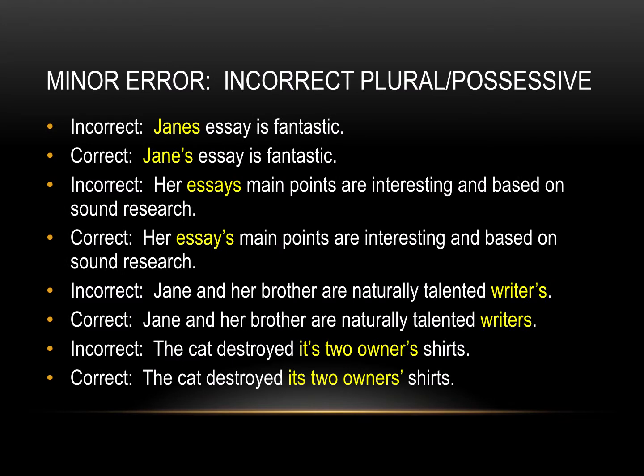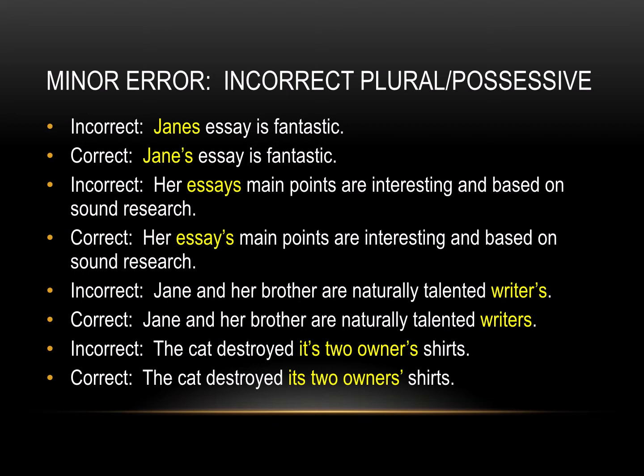Here are minor errors with plurals and possessives. These also get tricky with contractions as well, because we don't want to have contractions in formal writing. Jane's essay: if you are making a singular name possessive, you're going to add an apostrophe s. In the next example, her essay's main points, you do need an apostrophe because you are showing that the essay possesses those points.